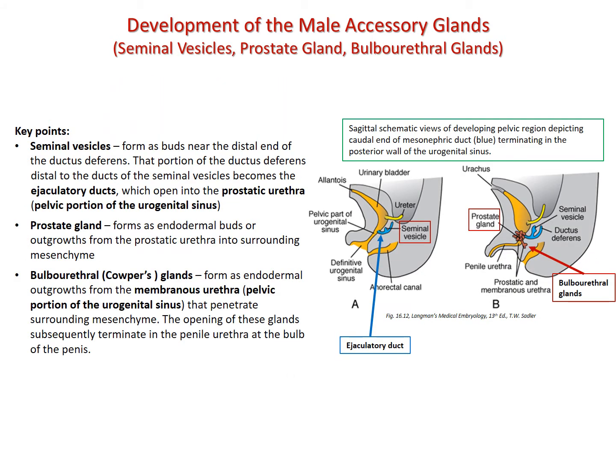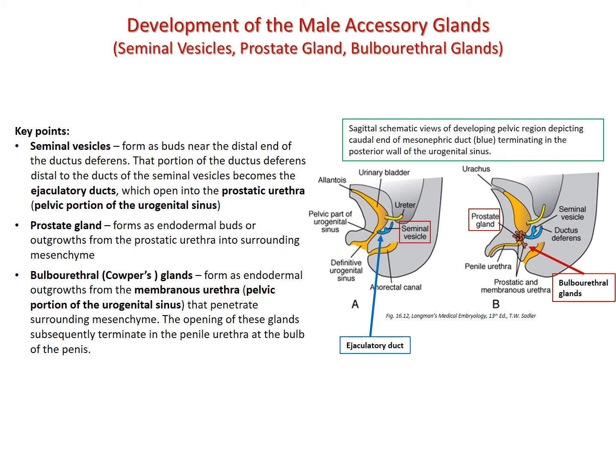The illustration on the right depicts a sagittal view of the developing pelvic region with the caudal end of a mesonephric duct terminating in the posterior wall of the urogenital sinus. 3 accessory sex glands develop in the male: the seminal vesicles, the prostate, and bulbourethral glands. The seminal vesicles form as buds near the distal end of the ductus deferens. That portion of the ductus deferens distal to the ducts of the seminal vesicles becomes the ejaculatory ducts. These open into the prostatic urethra, or the pelvic portion of the urogenital sinus.